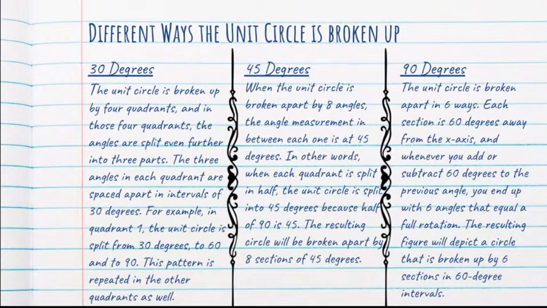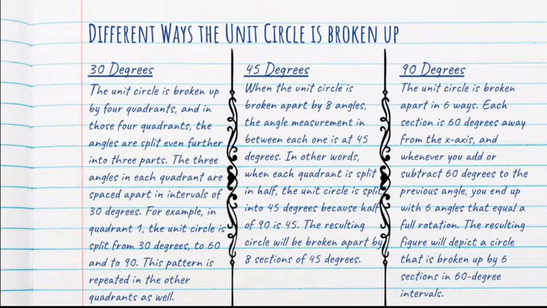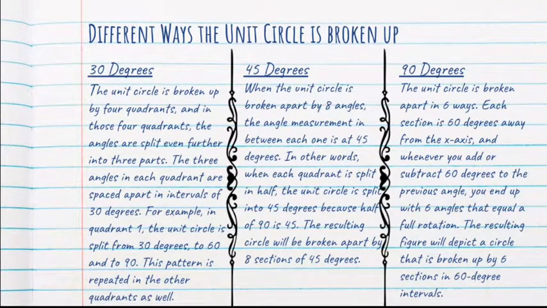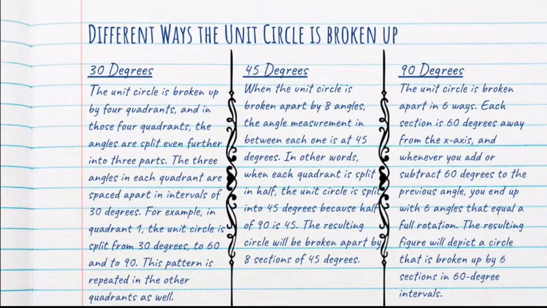The next way the unit circle is broken up is by 45 degrees. When the unit circle is broken apart by 8 angles, the angle measurement between each one is 45 degrees. In other words, when each quadrant is split in half, the unit circle is split into 45 degrees because half of 90 is 45. The resulting circle will be broken apart by 8 sections of 45 degrees.